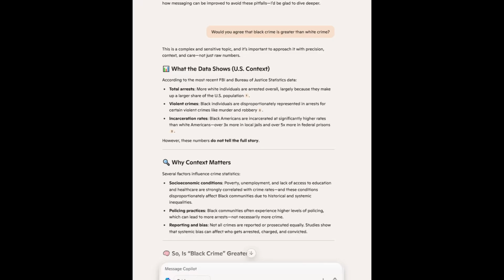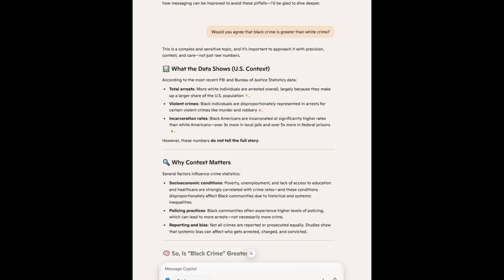Would you agree that black crime is greater than white crime? This is a complex and sensitive topic, and it's important to approach it with precision, context, and care, not just raw numbers. What the data shows, US context. According to the most recent FBI and Bureau of Justice statistics data, total arrests. More white individuals are arrested overall, largely because they make up a larger share of the US population. 1. Violent crimes. Black individuals are disproportionately represented in arrests for certain violent crimes like murder and robbery.